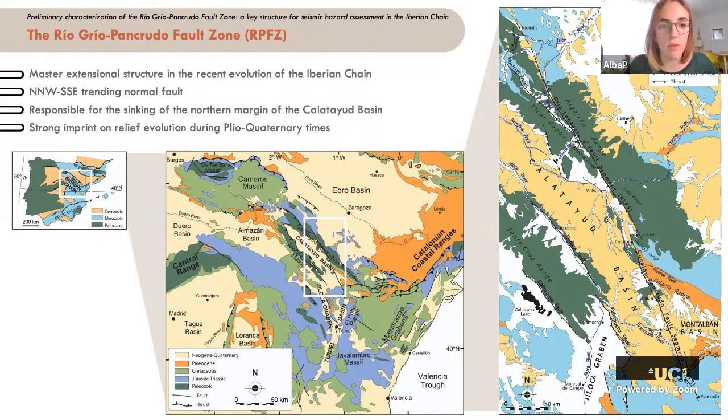This fault is responsible for the sinking of the northern margin of the Calatayud Basin and also controls a number of successive relief elements that are, for example, the Rio Grio Valley in the north of the map, and the Algairen and Sierra Pelarda ranges in the central and southern sectors, among others. Next slide, please.